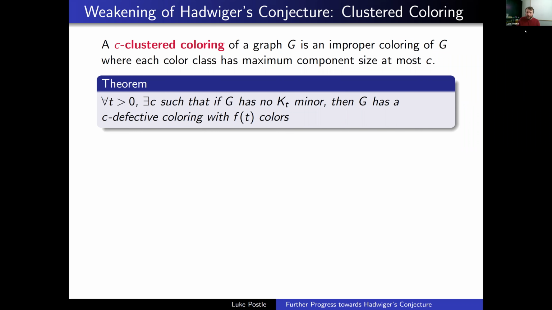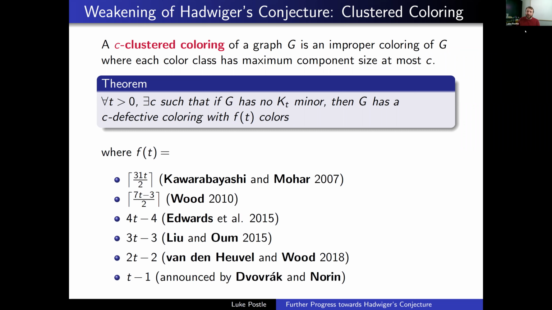So I won't get into what the C's are, but what's the f? I didn't say here, because this is actually a stream of work from lots of different people. So Kawarabayashi and Mohar showed 31t over 2, would improve this to 7t over 2, Edwards et al. to 4t minus 4, Liu 3t minus 3, then Van den Heuvel and Wood I mentioned to 2t minus 2, and it's been announced by Dvořák and Norin that they can actually do t minus 1, but that's not been fully written yet, I think, but is kind of long. So that would be best possible again. So again, people are very interested in Hadwiger's, finding what we can prove. So these weaker notions all end up holding there.